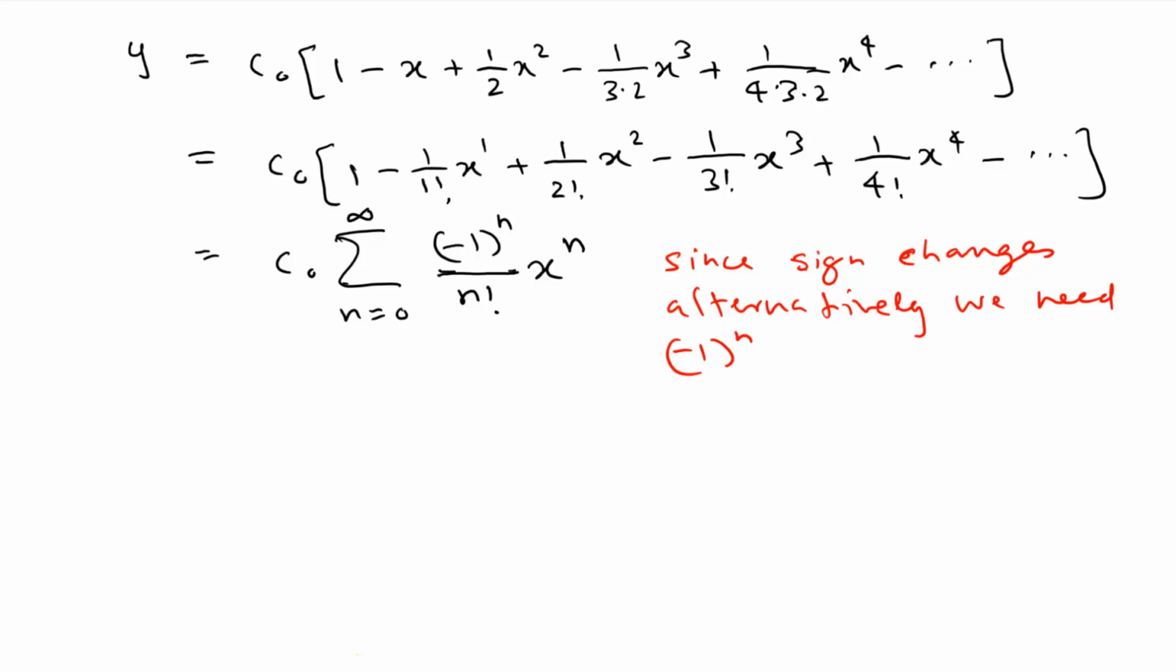Okay, now we know that by Calc 2, this is simply the exponential function. So this is simply e to the negative x. So we can plug in that here. That's the series representation of e to the negative x. So because of that, we can write this one as c naught e to the negative x, and then you can get this value.